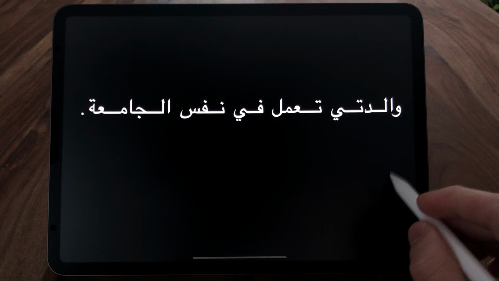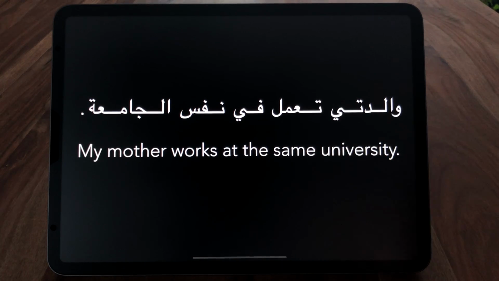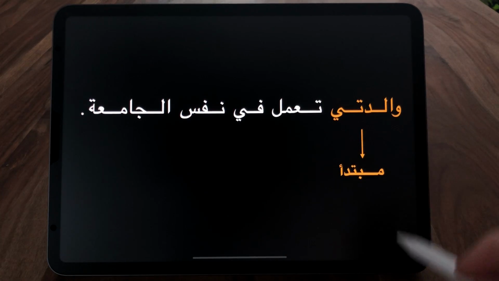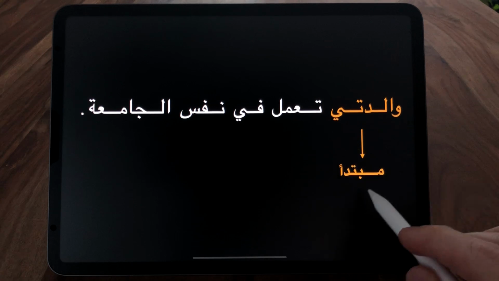In English, this says, my mother works at the same university. Since this sentence is about my mother, it makes sense that والدتي is the mubtada and everything else is the khabar.